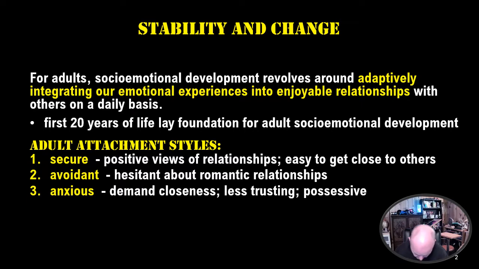Yet another longitudinal study found that insecure avoidant attachment at 8 years of age was linked with lower levels of social initiative, lower prosocial behavior, higher levels of social anxiety, and higher levels of loneliness at 21 years of age.